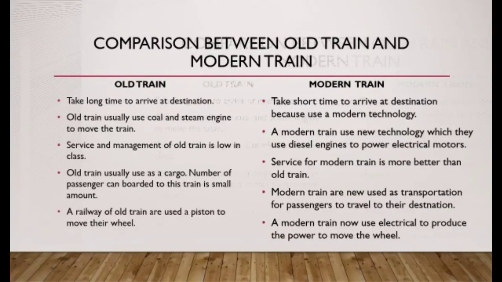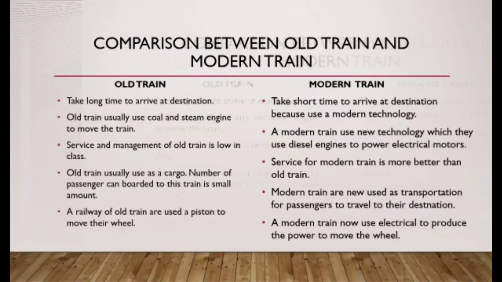First, an old train takes a long time to arrive at its destination. Meanwhile, a modern train takes a short time to arrive at its destination because it uses modern technology. The next one is that an old train usually uses a coal and steam engine to move the train, but a modern train uses new technology, which uses diesel engines to power electrical motors.